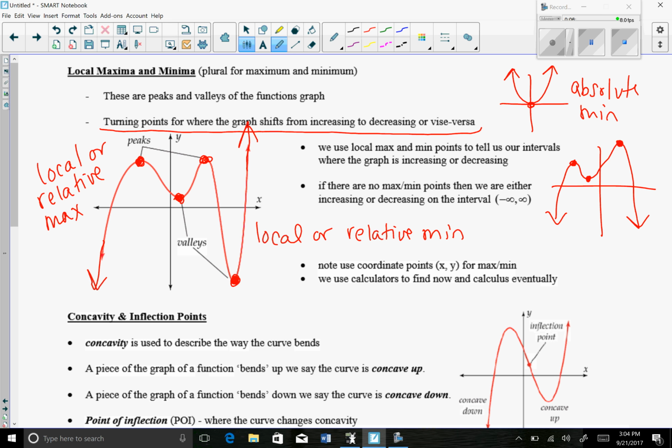And for these, because we're talking about maximum and minimum points, note that we are going to use the x and y coordinate for these. So right now, in order to find our maximum and minimum points, we're going to use our calculators to help us. Eventually, when you get into calculus, you use calculus.